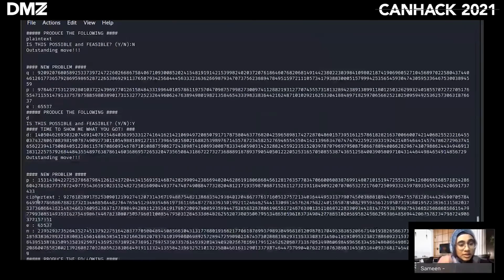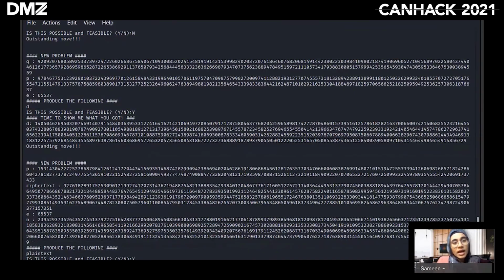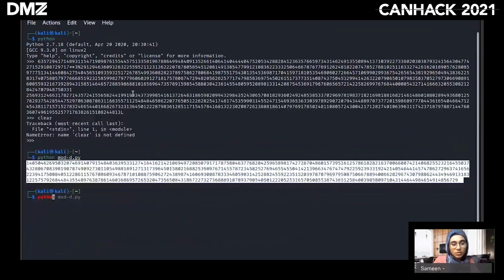And then it's given us P, C, E, N. And because we have N and P, we can solve for Q. And because we have that, then we can solve for D as well, because we have the ciphertext and everything we need to solve for D and Q. So this is possible. Again, for this one, I use the script, and I'm just going to run it.